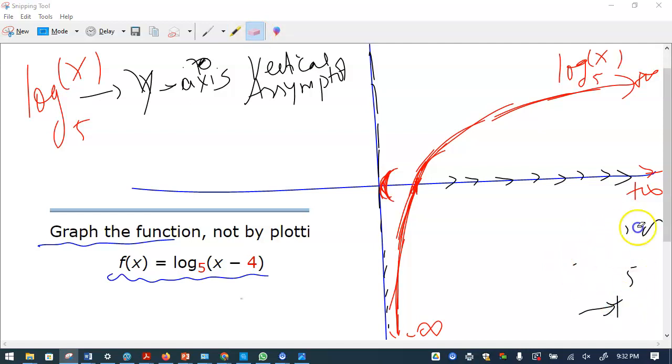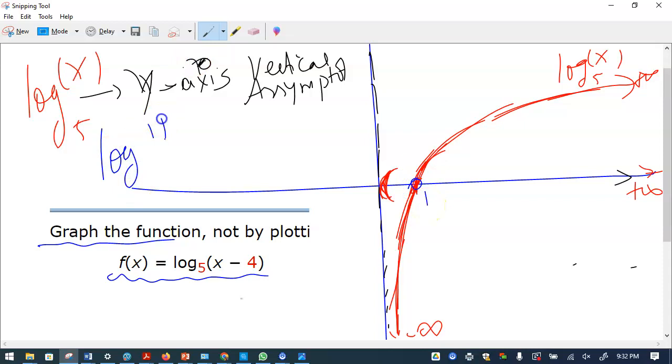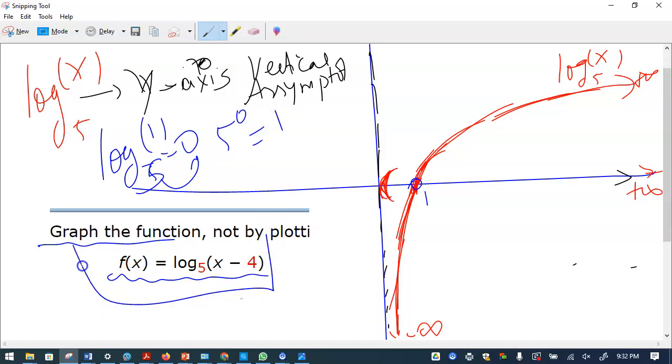Now the question is, what does the other part say? Let me take away the arrows I don't want and put a number. This is 1, and why is it 1? Because the logarithm of 1 is 0. And why is it 0? Because 5 raised to 0 is 1. So the question is, what is this, right?